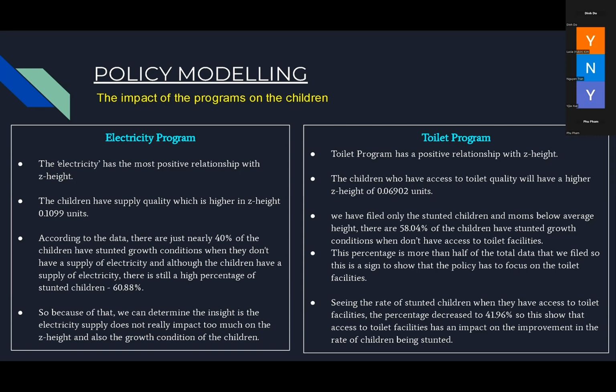So we can identify that the electricity supply does not really affect Z height and the growth condition of the children very much. And so the electricity program will not have much impact on improving the rate of children being stunted and is therefore not really useful.